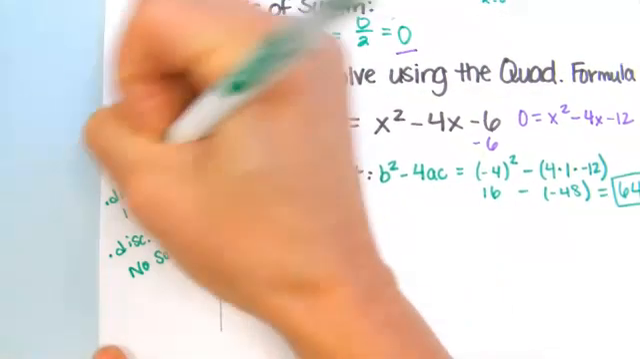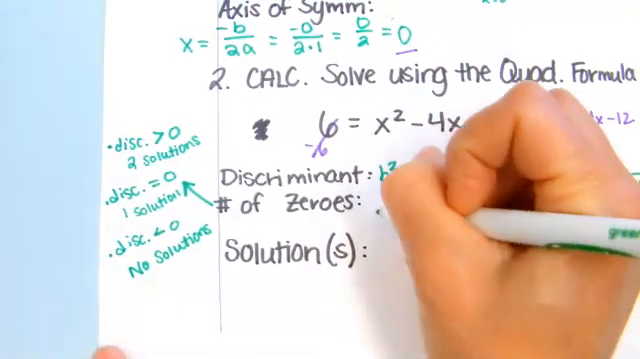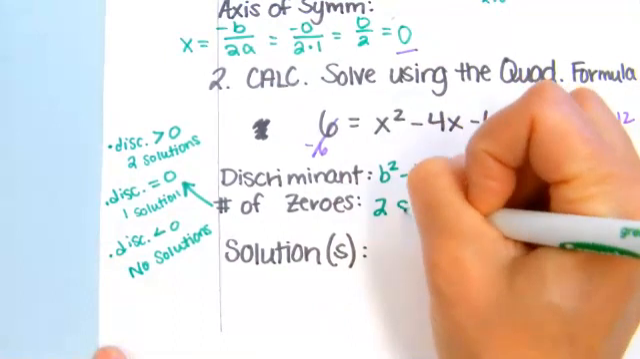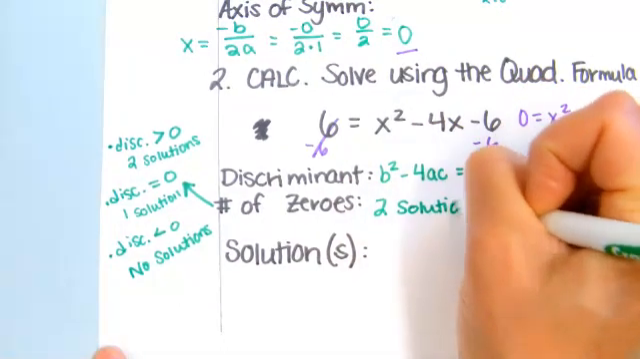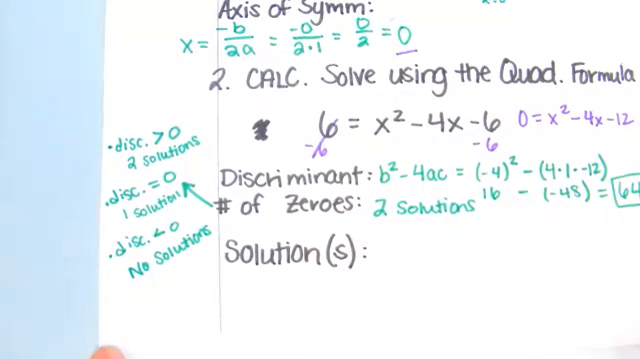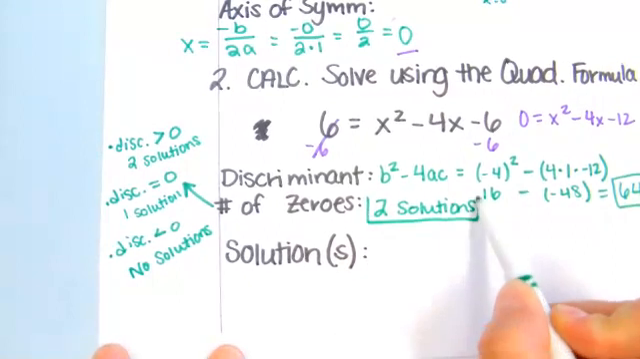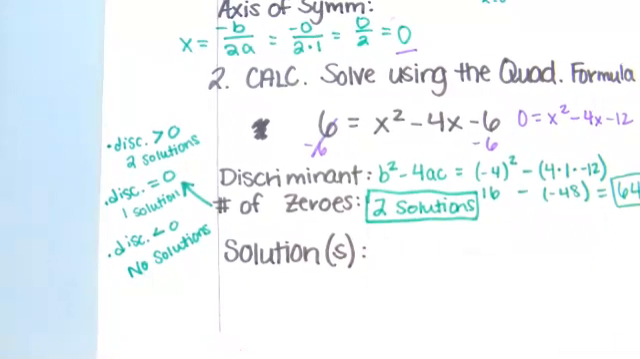Okay, so how many solutions does this have? 2. There are 2 zeros, 2 solutions. So that guy is going to hit our x-axis twice. So this is my second answer. Now, work smart, not hard, okay?